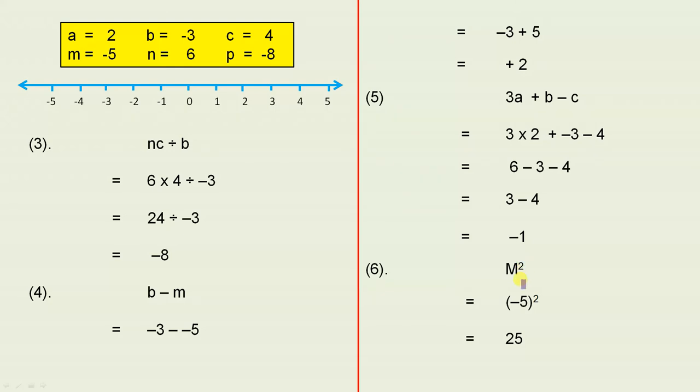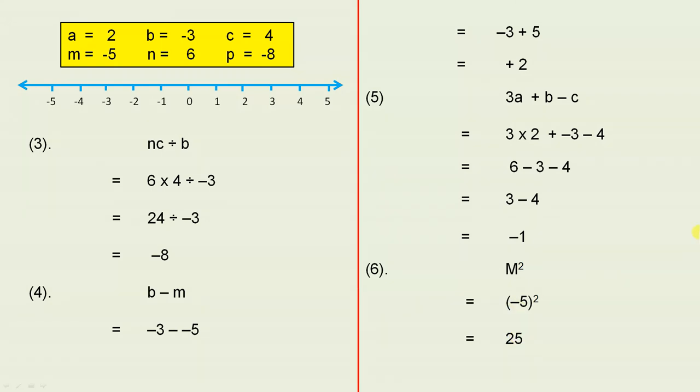Now since m is minus 5, we have minus 5 all squared. This squared sign means that whatever the value of m is, sorry, that should be a lowercase m, but that's fine, which is the same as this one here. So it's minus 5 all squared. Minus 5 by minus 5 is plus 25, because minus multiplied by minus is a plus.